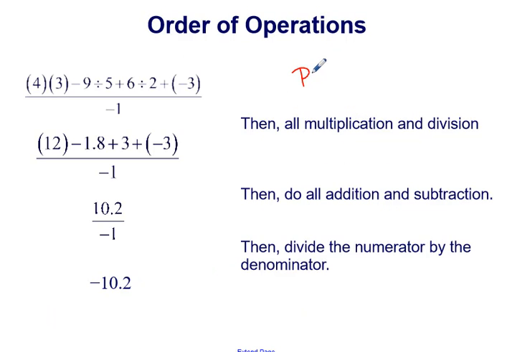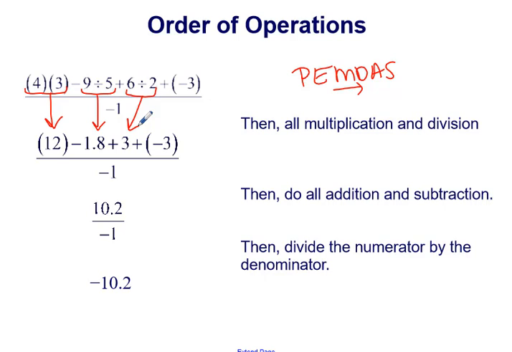Now we can move on to the multiplication and division, because after the P and the E come the M and the D. And they happen at the same time within an expression. You read from left to right, so you do whatever comes first, reading from left to right. In the denominator, there is no multiplication or division. You just have a negative 1. But we do have it in the numerator. So we have 4 times 3 all the way to the left. First we change that to a 12. Then we have 9 divided by 5, which gives us 1.8. Then we have 6 divided by 2, and that gives us 3.